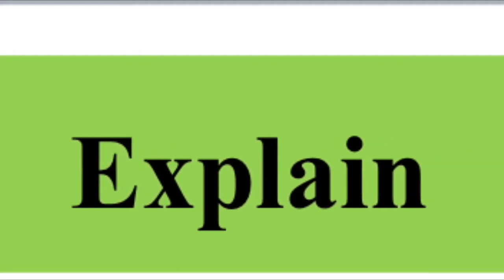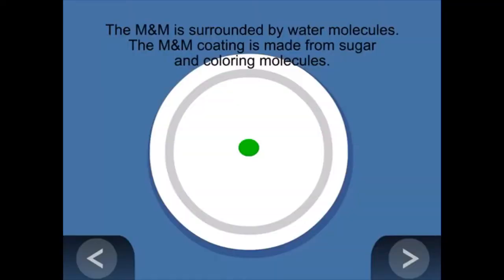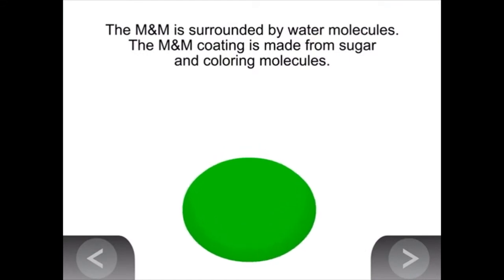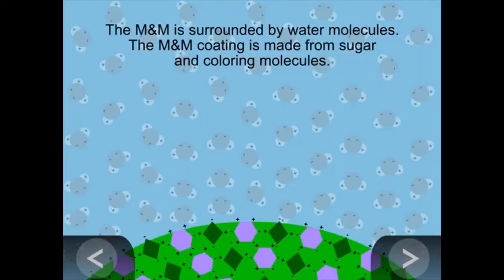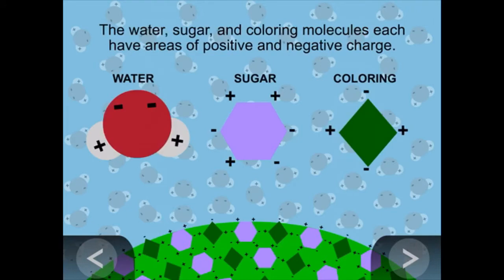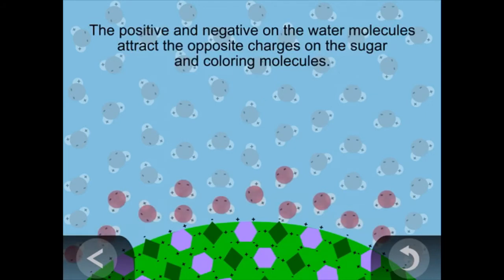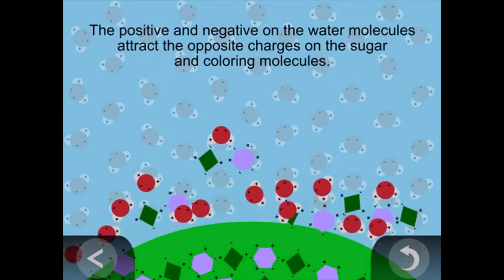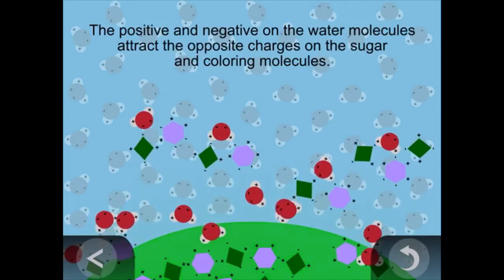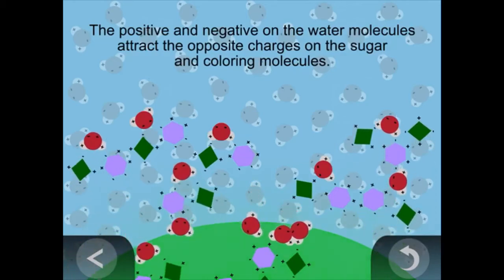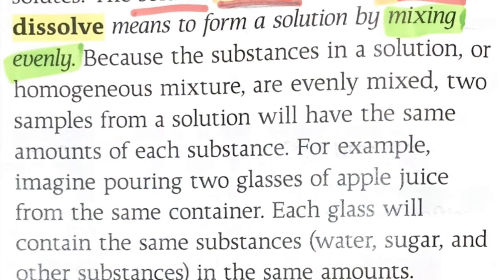In the third phase, which is explain, I'm going to ask them what they experienced, and they have to let me know what they observed during their engagement and exploration phases. In this part, we can discuss why the water was able to dissolve the coating of the M&Ms by showing them an animation. They can understand how the largest amount is called the solvent, what the solute is, and how they dissolve in each other. Another way, we can use their textbook.